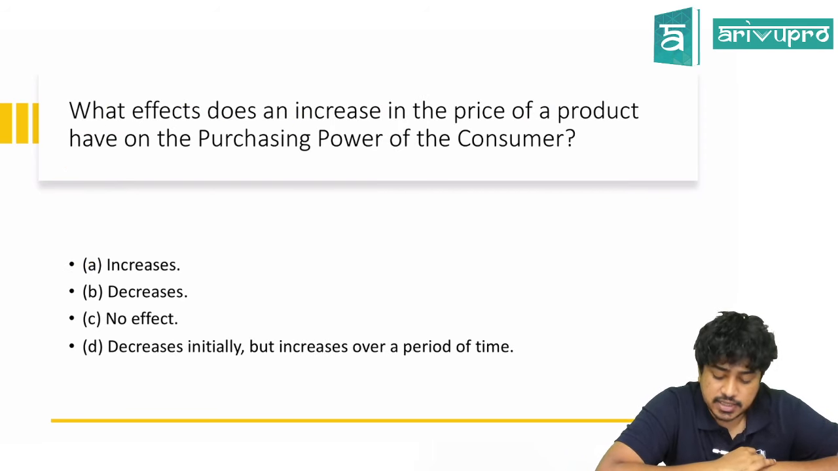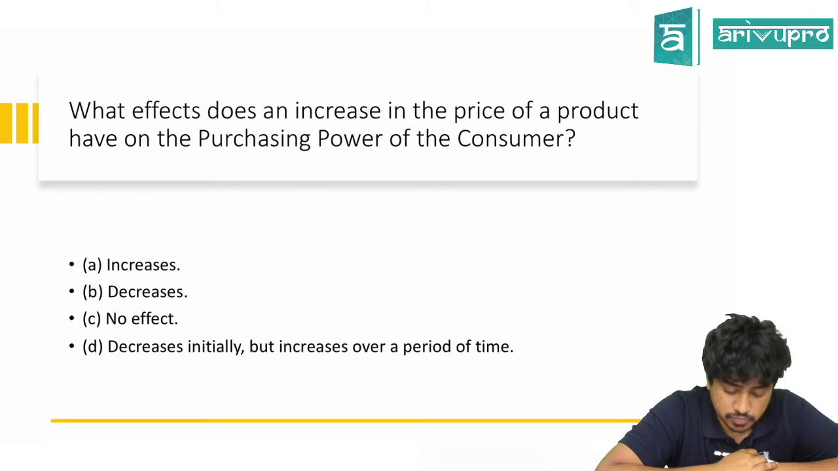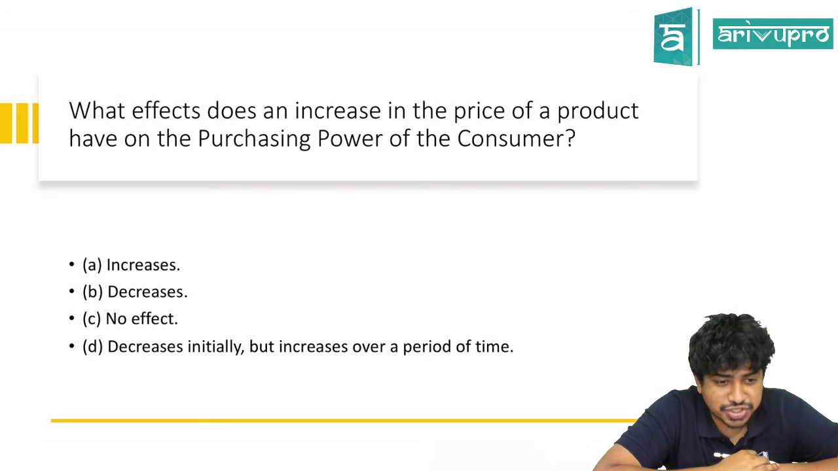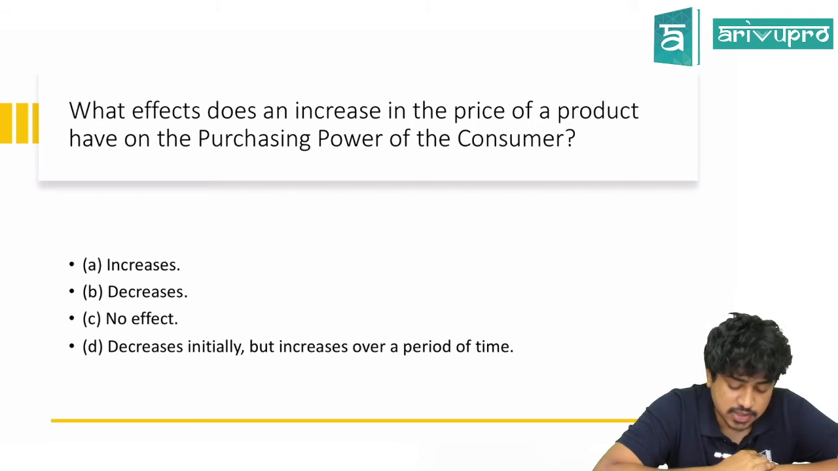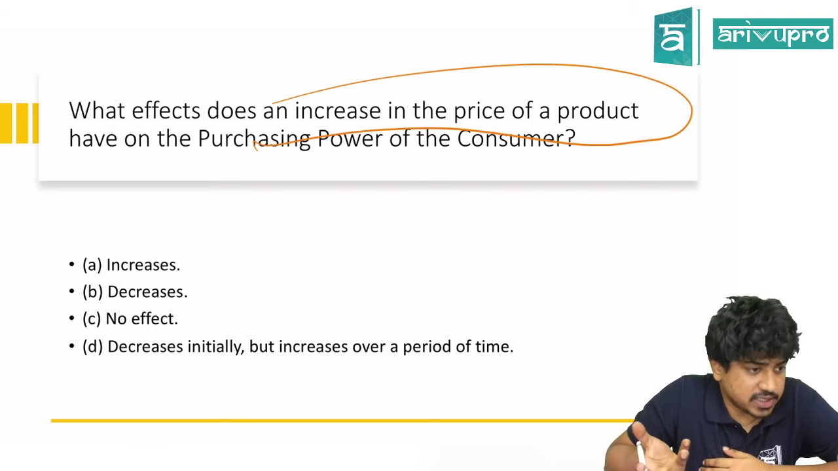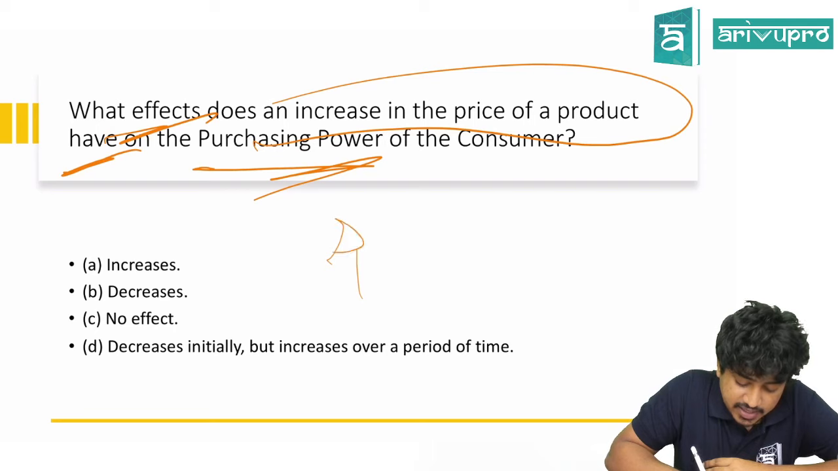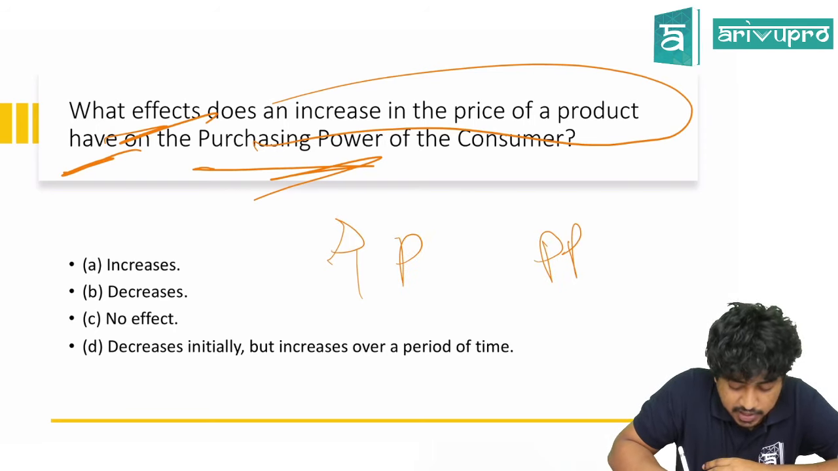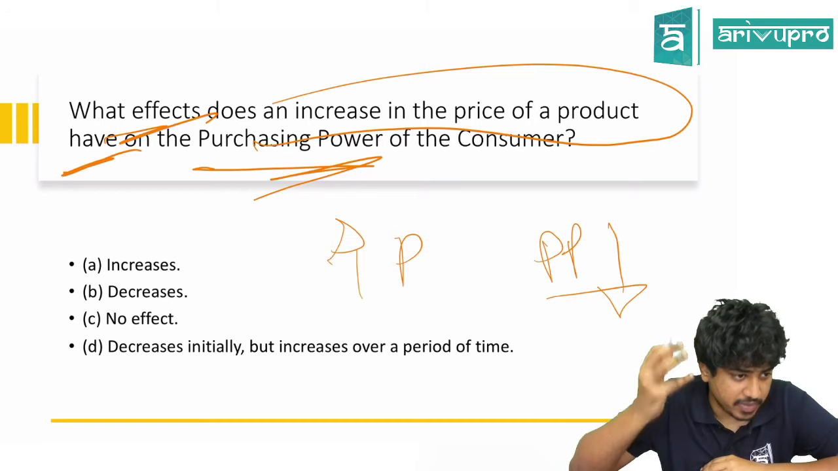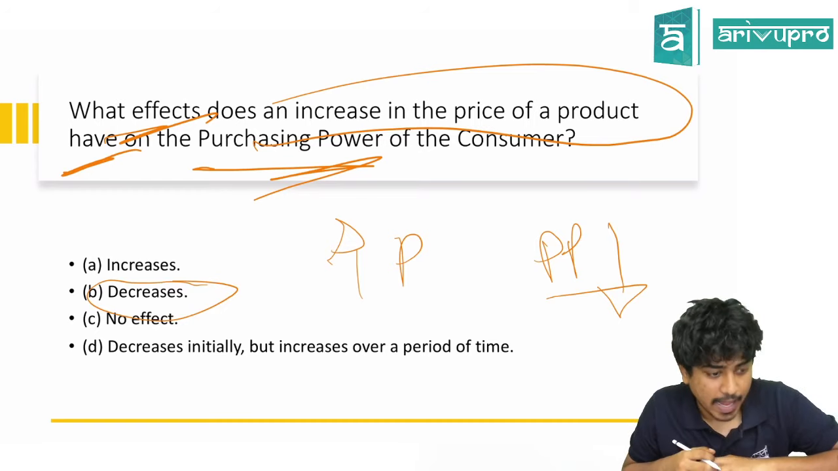What effect does an increase in price of a product have on purchasing power of a consumer? All English, this is nothing else. Break it down. What does increase in price mean? Price is getting increased. Effect on purchasing power. If price increases, won't your purchasing power decrease? Your ability to buy will be less, so it'll have a decrease effect. That's all it is. Answer is right.